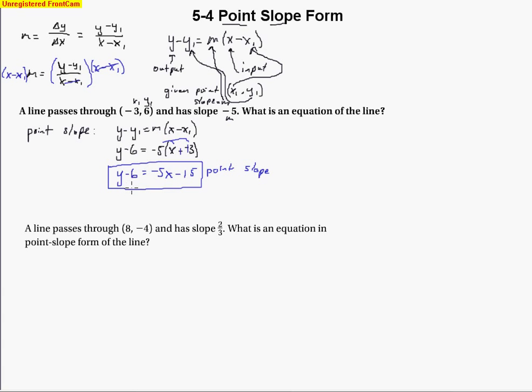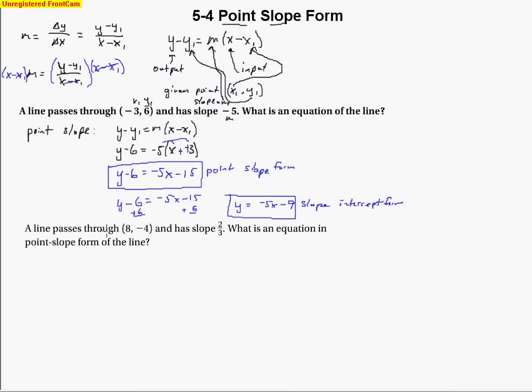If we wanted to solve a little further and put it in slope-intercept form, then I would have to move that -6 to the other side of the equal sign. I could do that by adding 6 to that -15 and getting y equals -5x minus 9. And then we can graph that equation. So this is slope-intercept form. There are two different forms: the slope-intercept form and the point slope form that we are going to be dealing with.